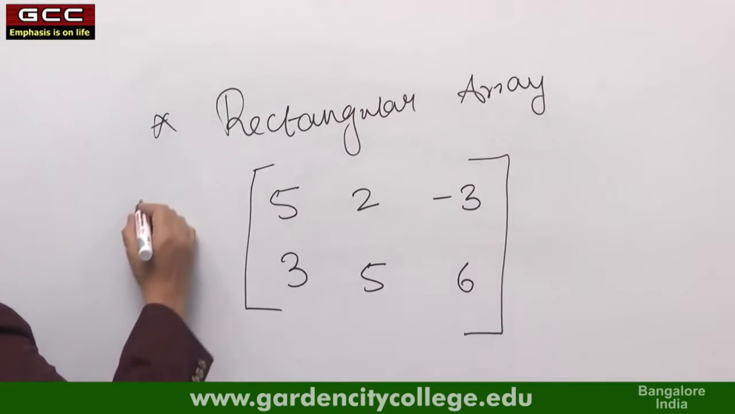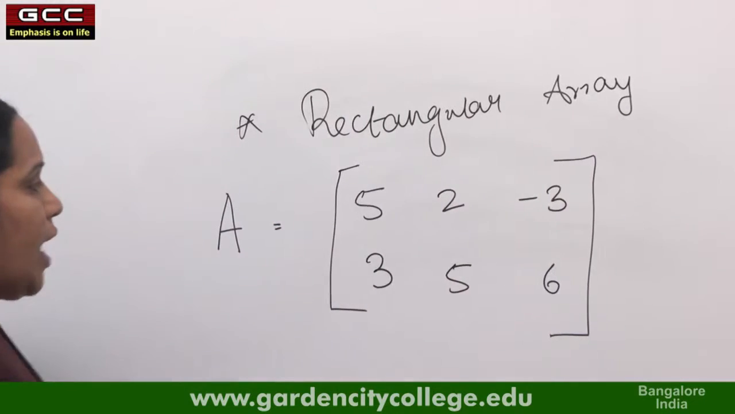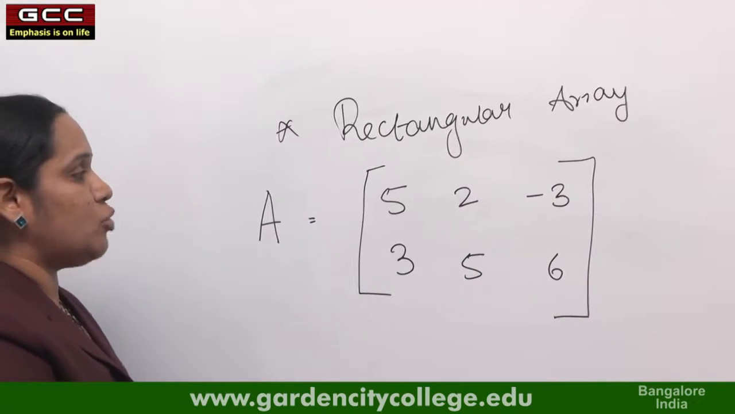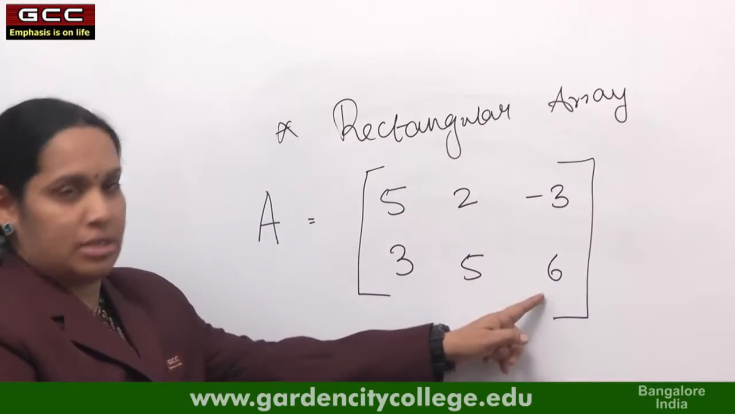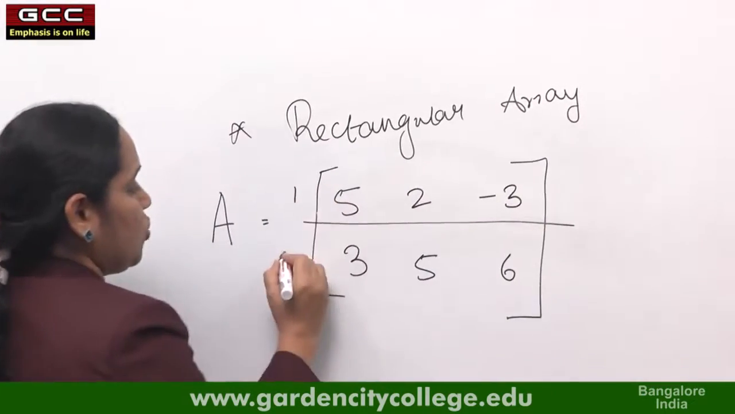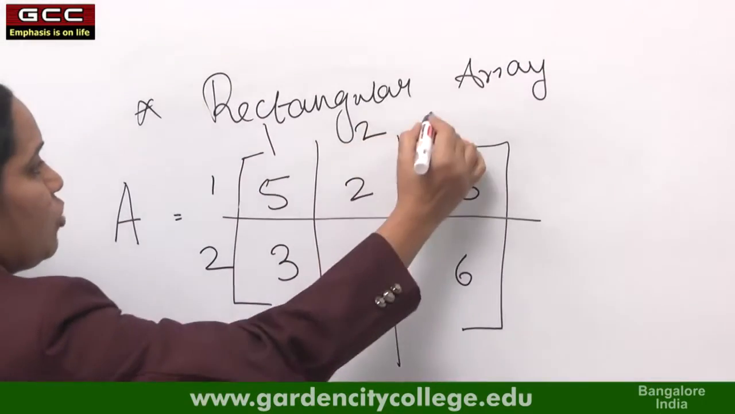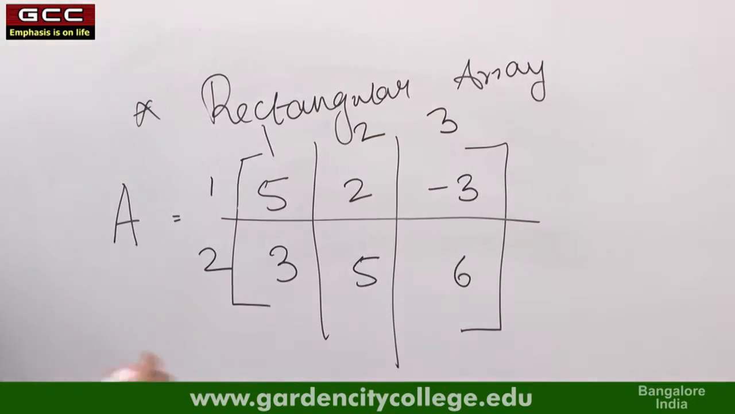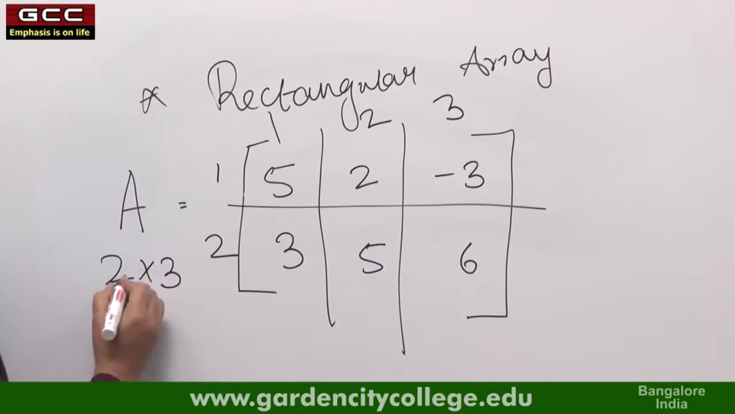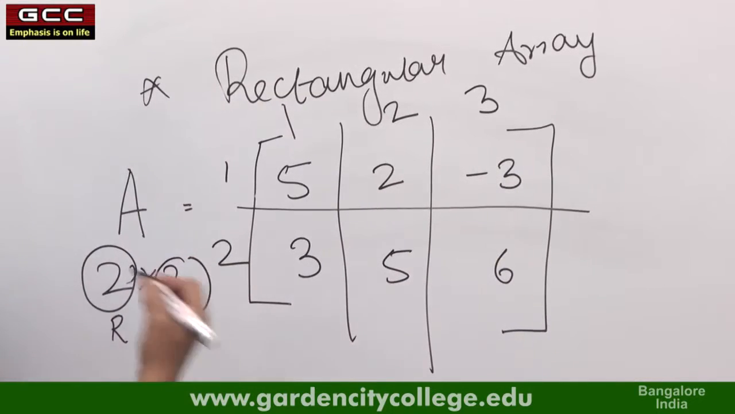A matrix is always denoted with a capital letter of the alphabet. So, I am denoting this matrix with the letter A. A is equal to 5, 2, minus 3, 3, 5, 6. This is a matrix which has 2 rows and 3 columns. So, we call the order of the matrix 2 by 3, where 2 represents the number of rows and 3 represents the number of columns.